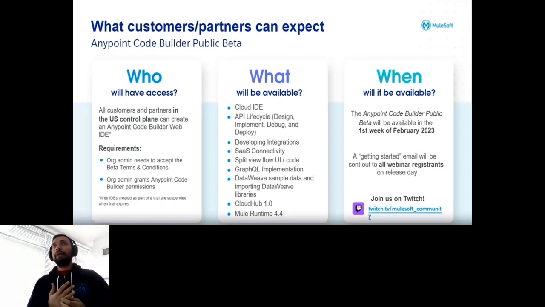Currently, you will not be able to deploy your application to Cloud Hub 2.0 using this ACB. It's only currently supporting Cloud Hub 1.0. Maybe in future they will start supporting it. This whole runtime support is only applicable for 4.4. It's not available to earlier versions.